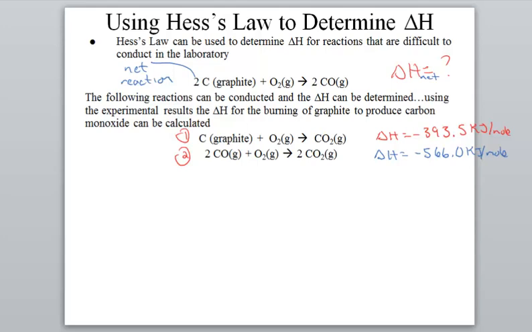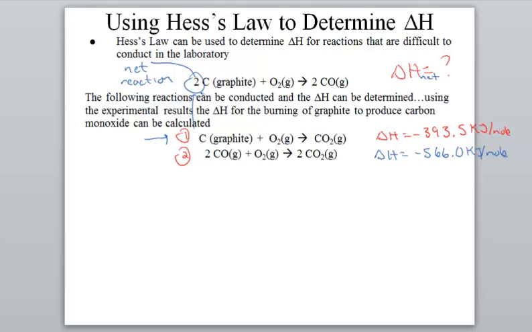So what does that mean, to modify them? If you notice in reaction number 1, there's 1 graphite. Well, in the net reaction there's 2. The graphite only occurs in reaction number 1. So how do you get 2? Well, you'd have to multiply it by 2. And if you multiply the graphite by 2, you've got to double all the reactants and double all the products.